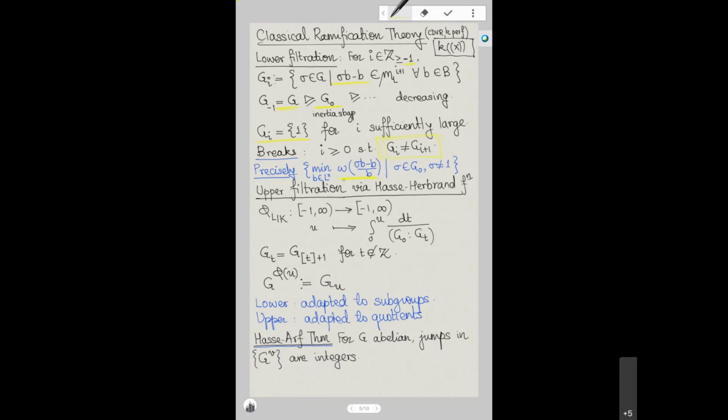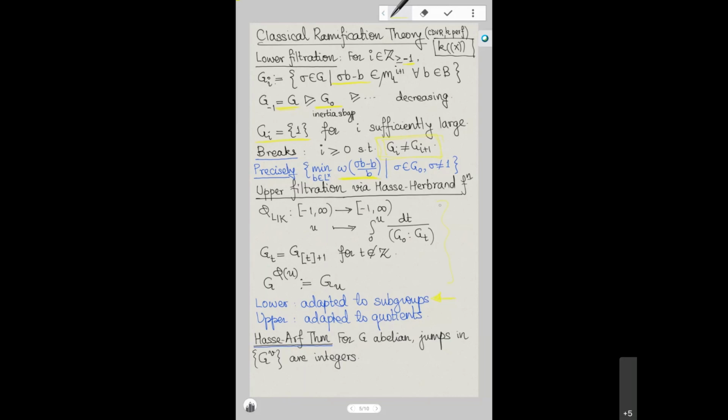Now, if you look at this line over here downstairs in blue, the lower filtration is adapted to subgroups. We also want to deal with quotients, and there is a definition of the upper filtration via something called the Hasse-Herbrand function. You don't need to look at this. I'm not going to use this definition over here.